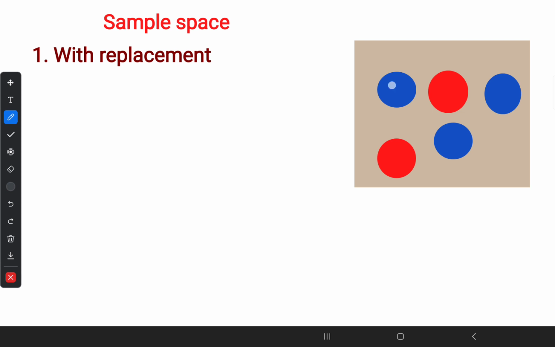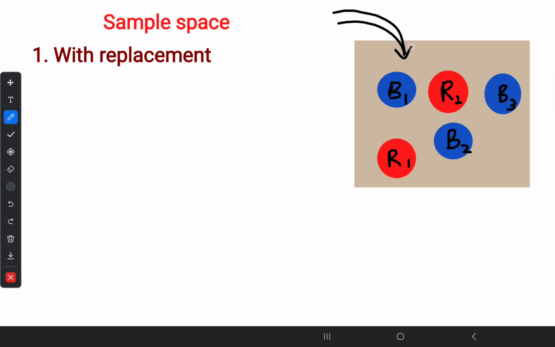I will mark all these balls as numbers. First, this is the first blue ball, B1, B2 and B3. Thereafter, I will mark this one as red 1 and red 2. There are 5 balls. We don't know whether you selected B1 or B2 or B3 or R2 or R1. You don't have any idea. But to find that, we have a thing called sample space, to denote the probability of outcomes according to the expectation.